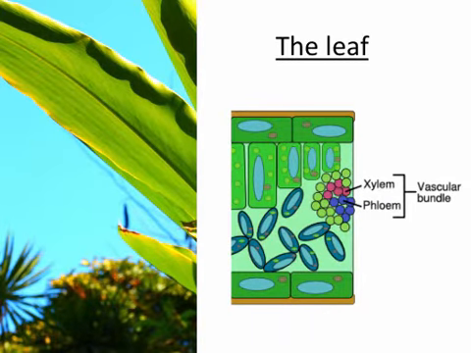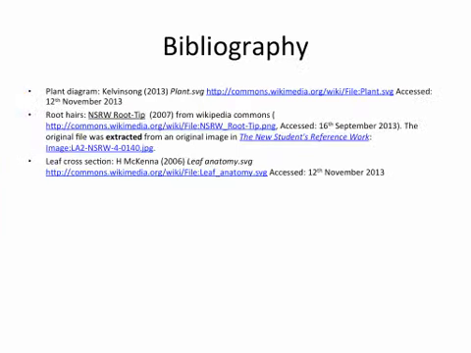And finally, let's have a look at the leaf. All leaves, just about, have veins running through them. And these are where the xylem and phloem are. If you take a cross section through the leaf, then the xylem is arranged in the top part of the vein and the phloem in the bottom part. That is it. Thank you very much.